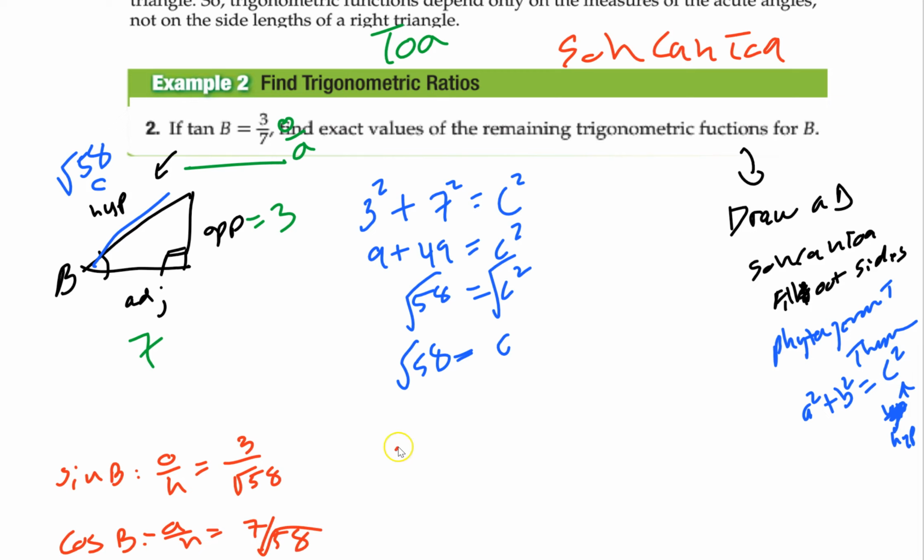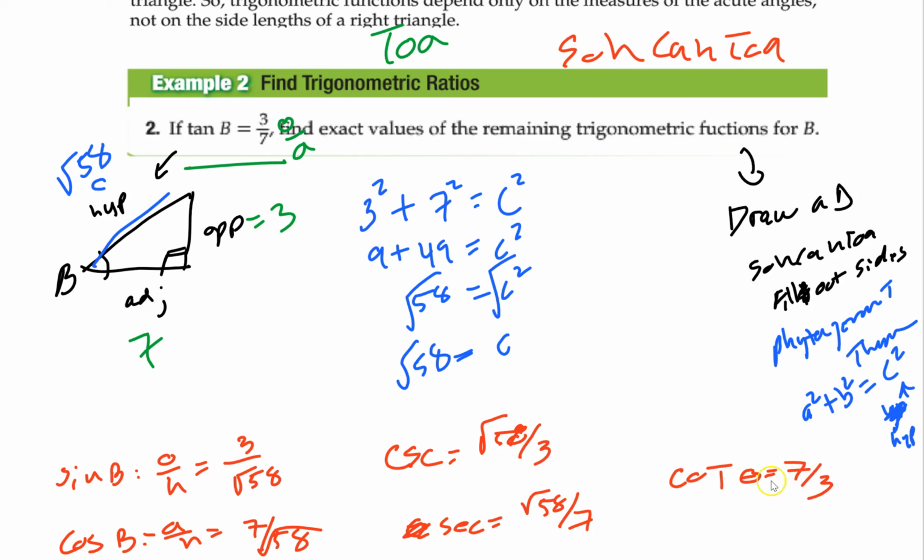Sine goes to cosecant, so you just flip it, rad 58 over 3. Cosine goes with secant, so radical 58 over 7. And then cotan, well look, we already know what tan is, you just flip that, so 7 over 3. And that's the idea. So it's just like before, but now you have to do a little more work to make the triangle yourself. Once you do that, label the sides. This is tan, so opposite over adjacent. So opposite put 3, adjacent put 7. And hypotenuse is radical 58. And that's the idea.